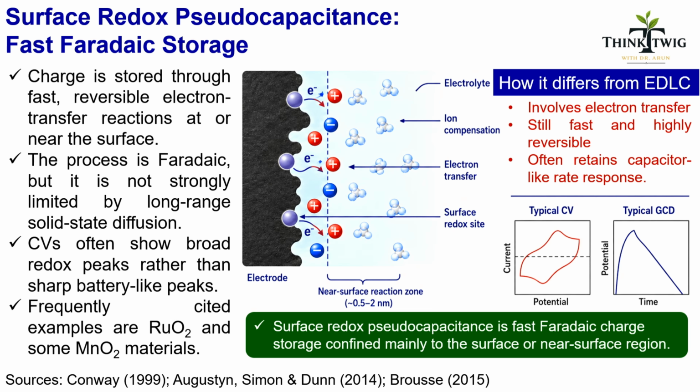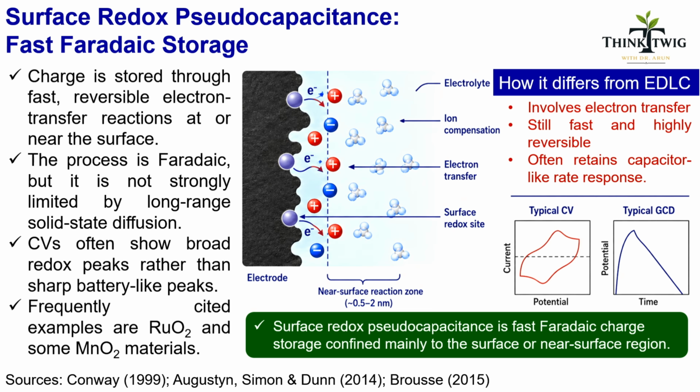And the deck gives commonly cited examples such as ruthenium oxide and some manganese oxide, RuO2 or MnO2 systems. But the important lesson is not simply to memorize a list of materials; the mechanism is more important than the material's name. If we observe electron transfer, high reversibility and a response that remains largely capacitive at high rate, surface redox pseudocapacitance may be relevant.